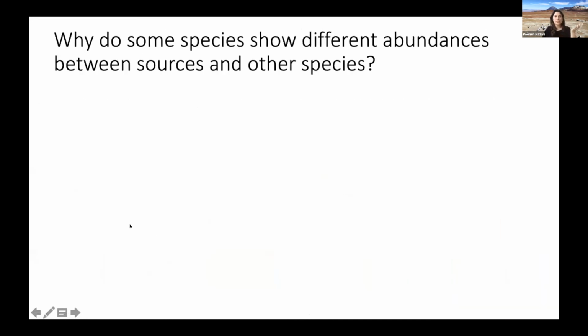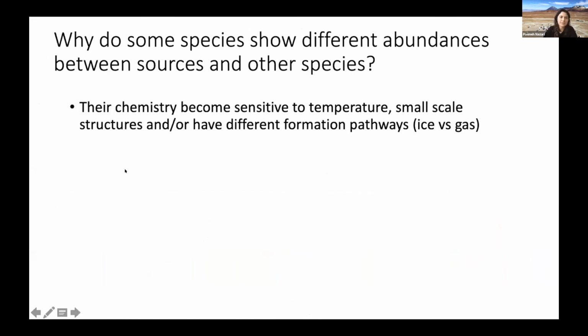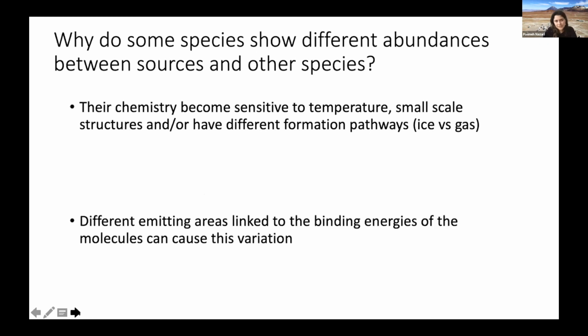Now the question is, why do we see these large variations in abundance ratios? The first simple thing that we can think of is that the chemistry of these molecules becomes sensitive to the temperature of the region and the small scale structures that may be present, and therefore they could also have different formation pathways. For example, NH2CHO is known to have formation pathways both in ice and in gas phase. And therefore, just depending on the temperature, you could suddenly start making them in gas as well. And this could make a difference. Another reason could be the different emitting areas of each molecule.